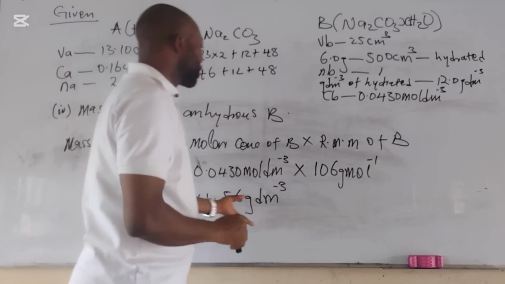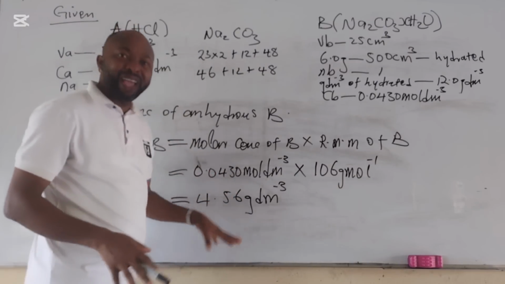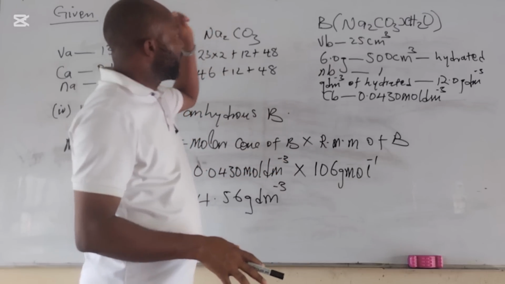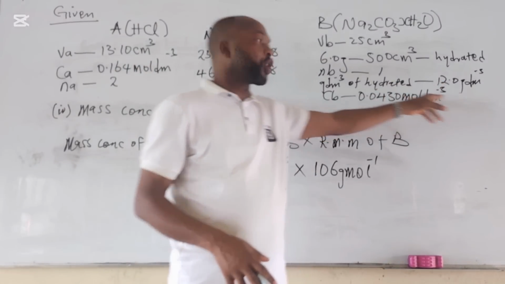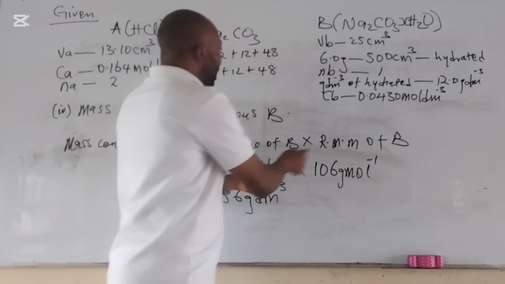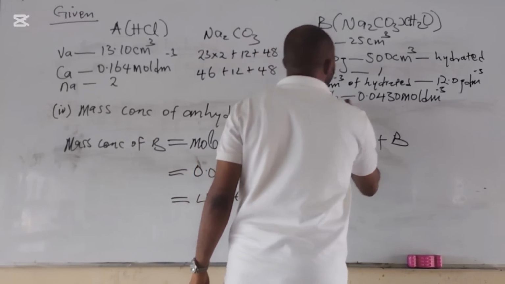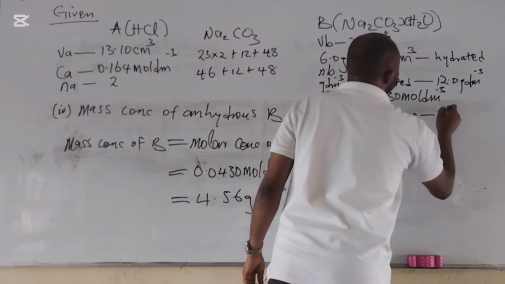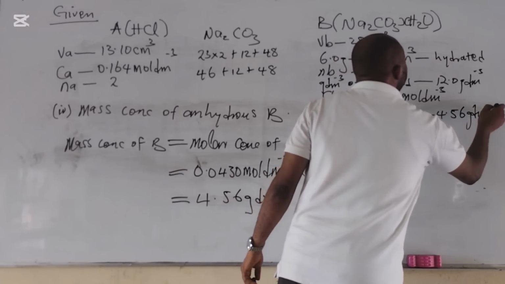Now, this is the mass concentration of the anhydrous. It's meant to be smaller than the mass concentration of the hydrated. That of the anhydrous must be smaller than that of the hydrated, because here there is still water, so it will increase, but here the water has been removed. Therefore, I can easily say the g per dm cube of anhydrous is 4.56 g per dm cube. That's the mass count.